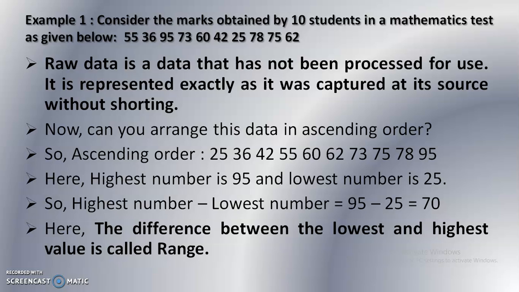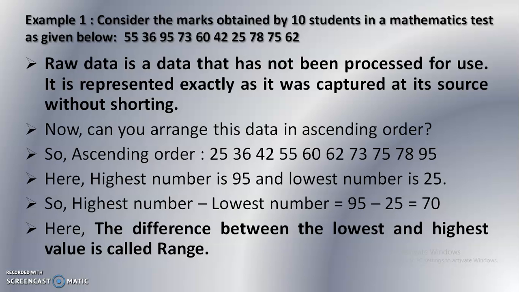Now go to next, because now you know what data tables are. Here is example 1, which is from your textbook. Consider the marks obtained by 10 students in a mathematics test as given below. Your numbers are 55, 36, 95, 73, 60, 42, 25, 78, 75 and 62. It is not in any manner, not in ascending order, not in descending order, right? It is written as it is, so that is called raw data.